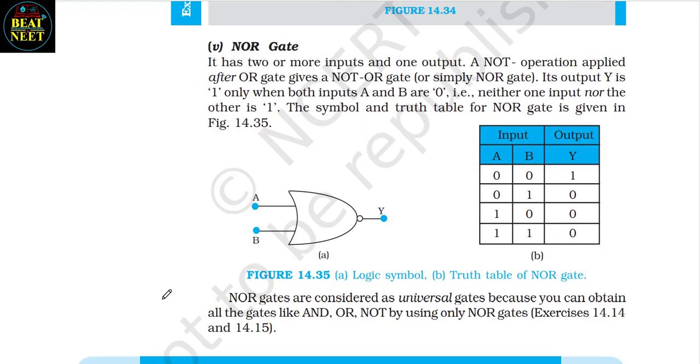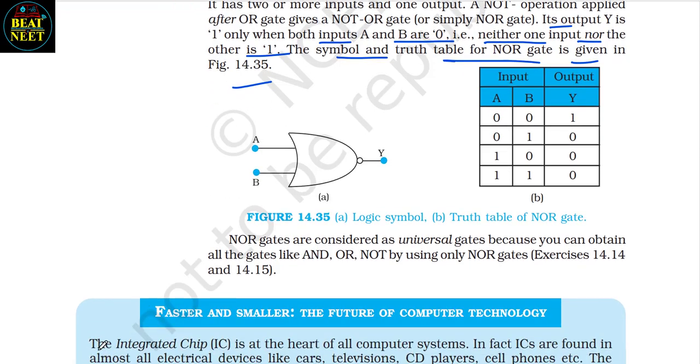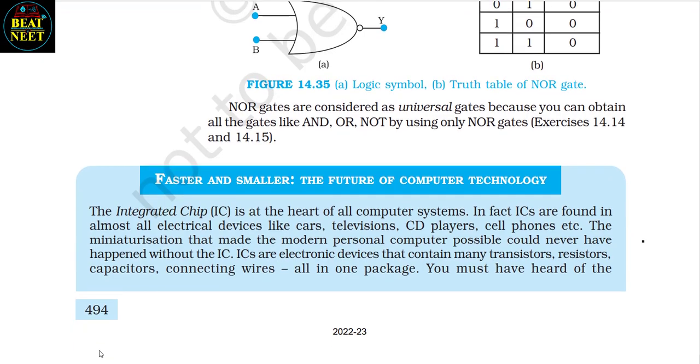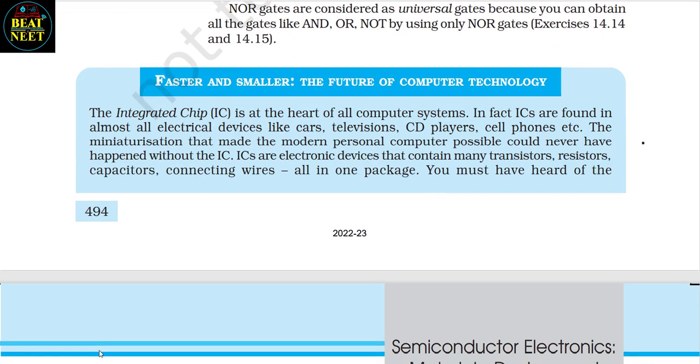Number 5, NOR gate. It has two or more inputs and one output. A NOT operation applied after an OR gate gives a NOT OR gate, or simply NOR gate. Its output Y is 1 only when both inputs A and B are 0. That is, neither one input nor the other is 1. The symbol and the truth table for the NOR gate are given in figure 14.35. Here you can see the logic symbol and truth table for the NOR gate. NOR gates are considered universal gates because you can obtain all the gates like AND or NOT by using only NOR gates.